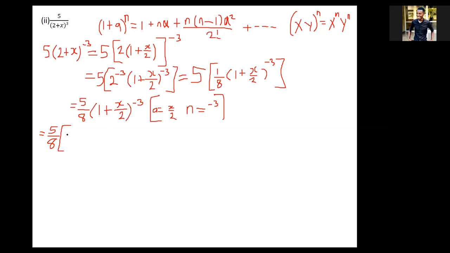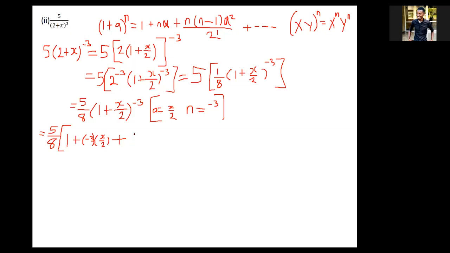So the first term is always 1. And then the second term is n times a. So n times a is just the same as -3 times x over 2, negative 3 times x over 2. And then I'll put this negative 3 in brackets as well. And then apart from that, we're going to have a plus here. And then we move on to the third term.